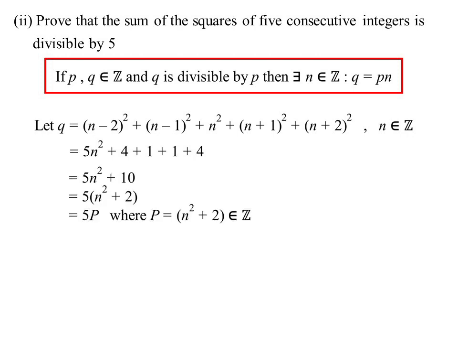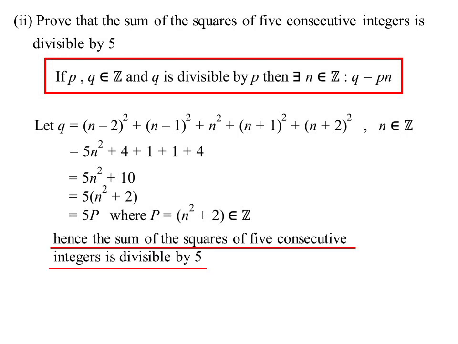Remember, we're trying to show that it's divisible by 5. In other words, I can write it as 5 times some integer. Well, I can factorise 5 outside of that. I get n squared plus 2. But n was an integer. So therefore, n squared plus 2 is also an integer. So yes, it is possible to write it as 5 times an integer. So yep, the sum of the squares of 5 consecutive integers is divisible by 5. Now, remember when you're doing things like this, define your p.